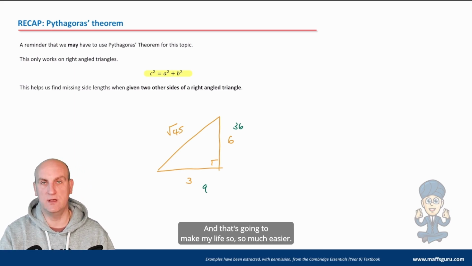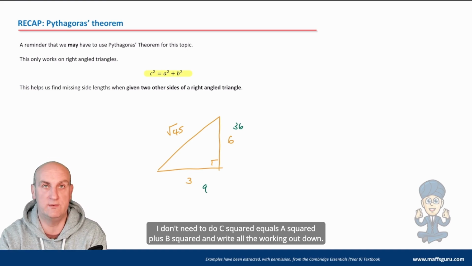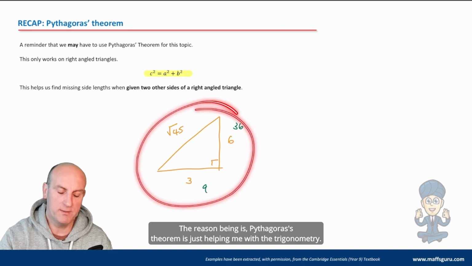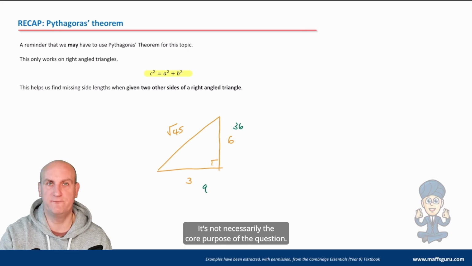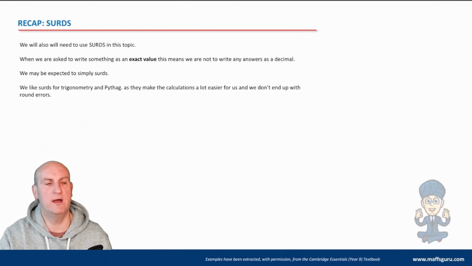And that's going to make my life so much easier. I don't need to do c squared equals a squared plus b squared and write all the working out down. I can start to use my head. The reason being is Pythagoras' theorem is just helping me with the trigonometry. It's not necessarily the core purpose of the question. Make sense? Hopefully.